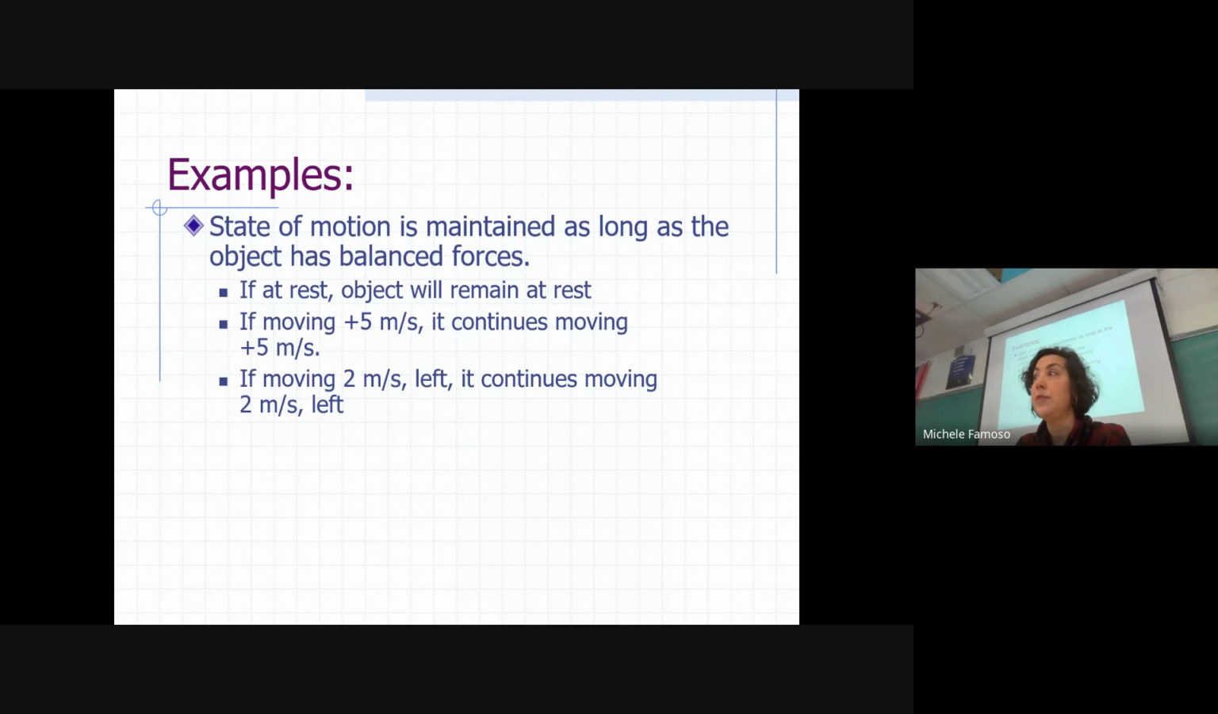If you're moving in the positive direction at 5 meters per second and the forces on you are balanced out, you're going to keep moving at 5 meters per second in the positive direction. It also means if you're traveling at 2 meters per second to the left and the forces on you are balanced out, you're going to keep moving at 2 meters per second to the left. That doesn't change. If it changes, then the forces are not balanced. So when the forces on you are balanced, the object will just keep doing what it's doing in terms of its velocity.